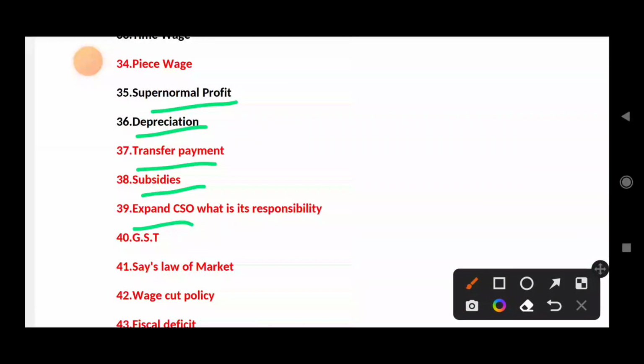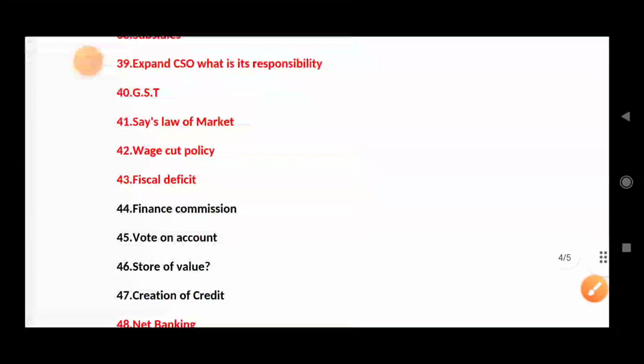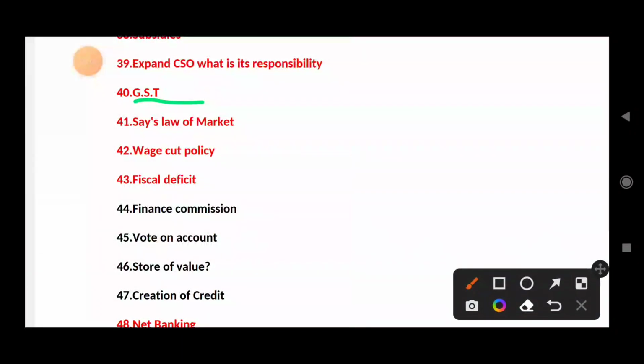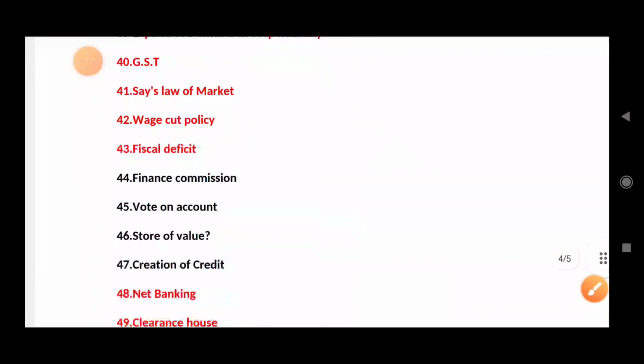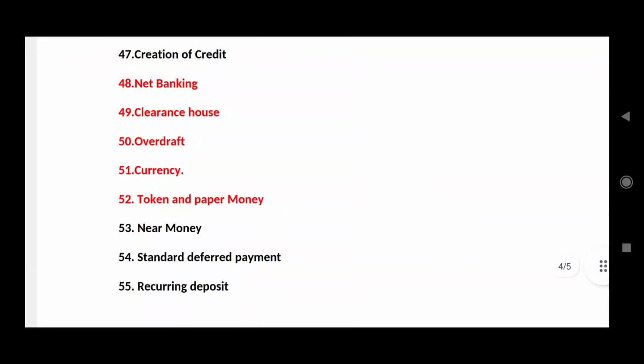Explain CSR, its responsibilities, corporate social responsibility of organization, those. And GST, Say's law of market, wage cut policy, fiscal deficit, finance commission, vote on account, store of value, credit creation. These are important questions, and these are very important questions.